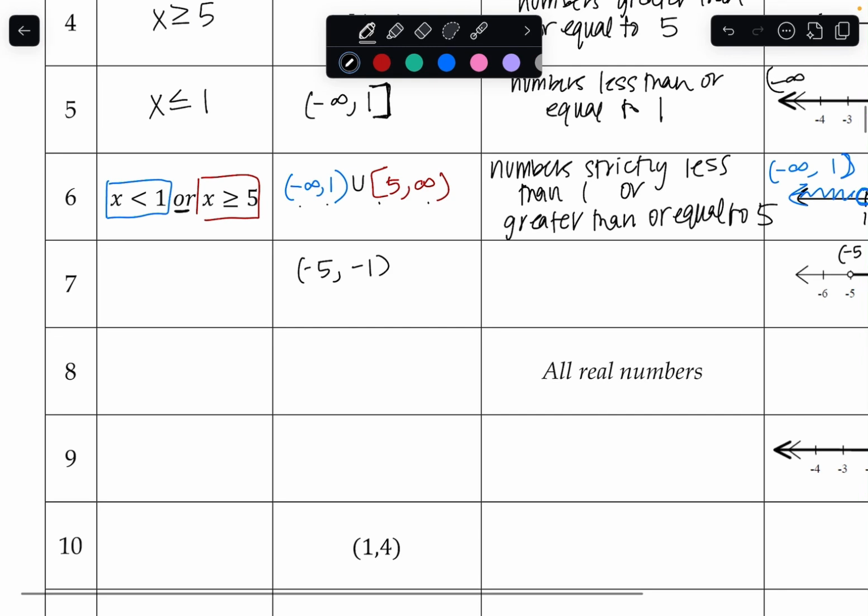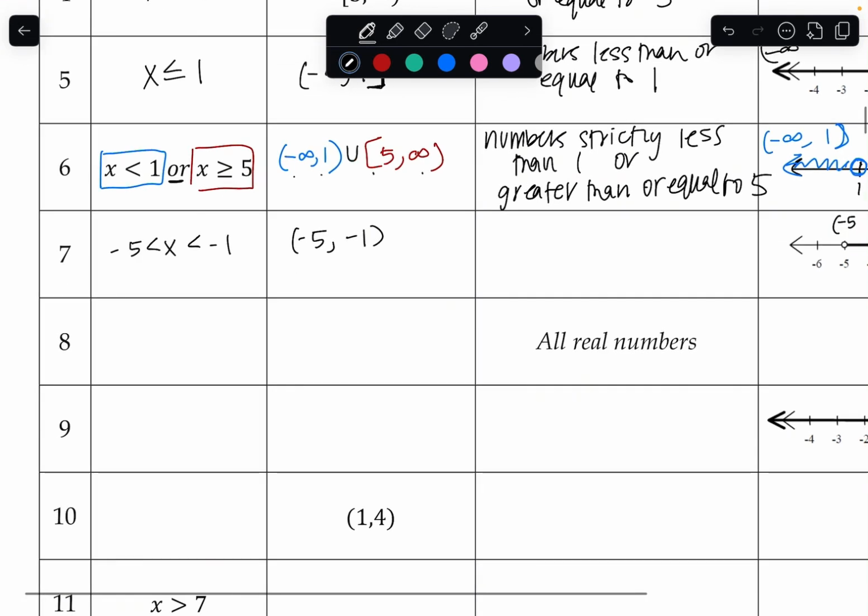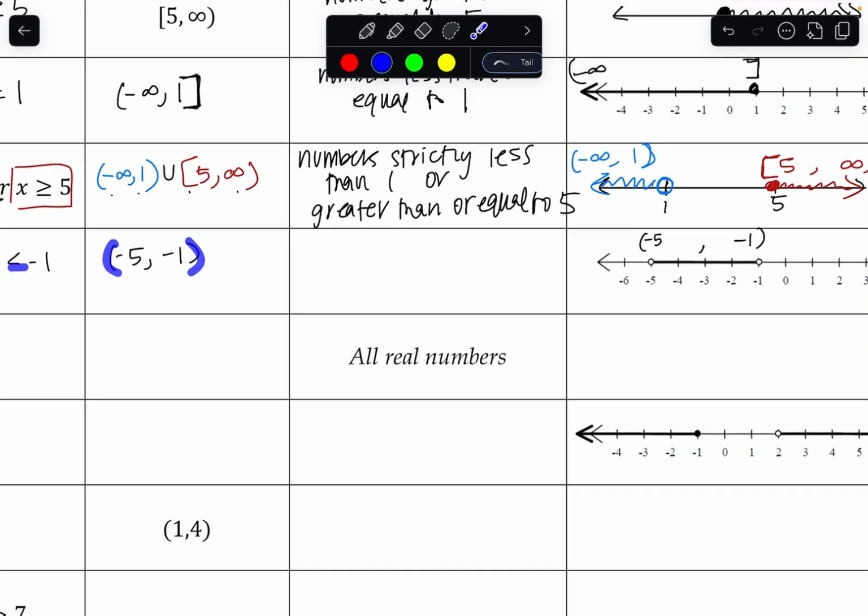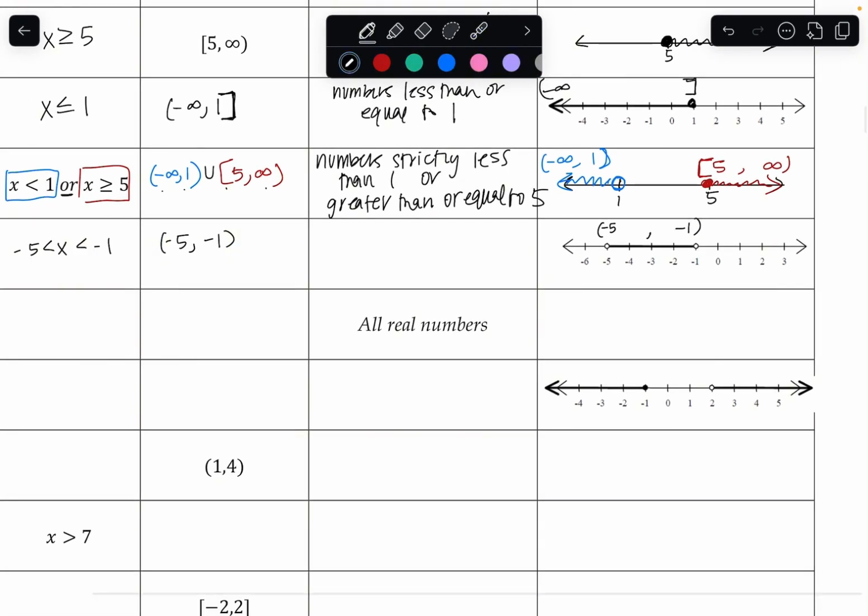And so for inequality notation, we would have -5, x sandwiched in between, -1. Alligators always eat to the right. And then we are not going to put any lines underneath these because these are parentheses and these are open circles. And so these are numbers strictly between -5 and -1.